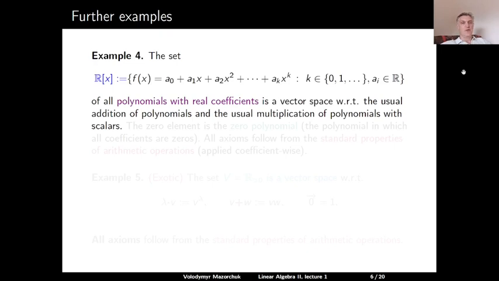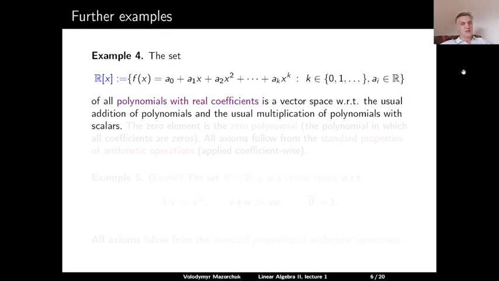Consider the set of all polynomials with real coefficients. So an element of this set is a polynomial of the form a0 plus a1 times x plus a2 times x to the power 2 plus, and so on, plus ak x to the power k. So k is some non-negative integer and all ai's are real numbers. So these are all polynomials with real coefficients.